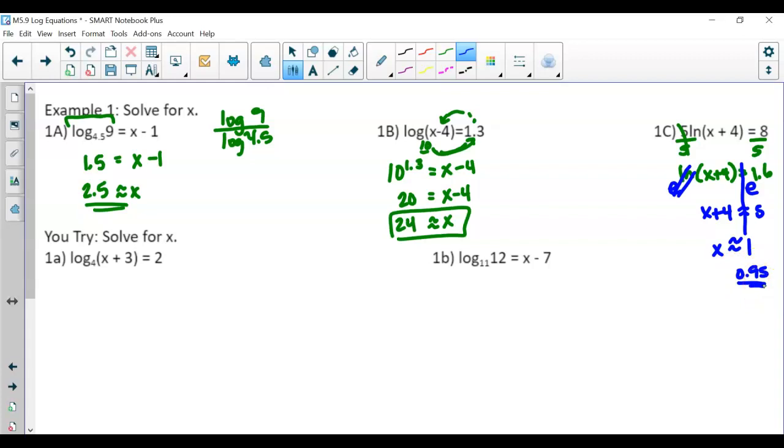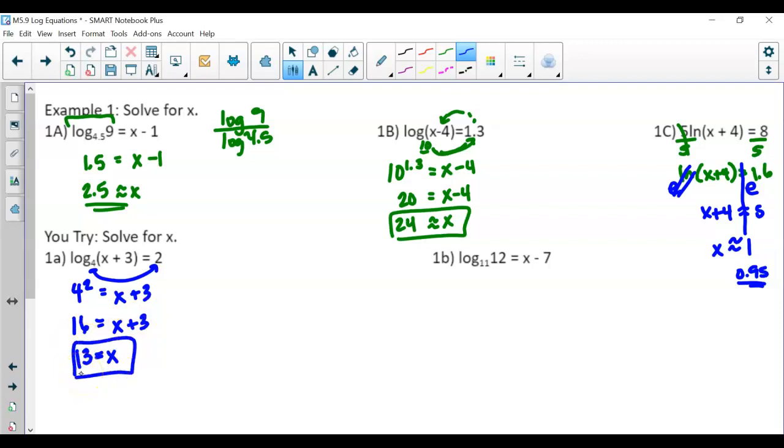So go ahead and pause the video and try the two you-tries on your own. And here we go. Notice, we can't do change of base because x is within the log here. So convert it. The base is 4. 4 to the what power? To the second power is equal to x plus 3. So 4 squared, that's 16, is equal to x plus 3. Subtract 3, and you get x is equal to 13.